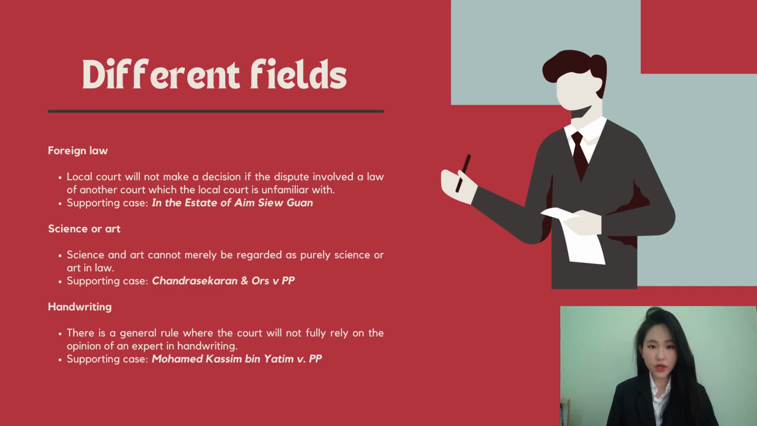In foreign law, our local court will not make a decision if the dispute involves a law of another country which the local court is unfamiliar with. Referring to the Estate of Eng Siu Guan, the decision of the local court is to accept the Consul General of China's testimony, and this is the law applicable in China, where a Chinese man is allowed to divorce his second wife if she disobeys the first wife or goes against the family rule.